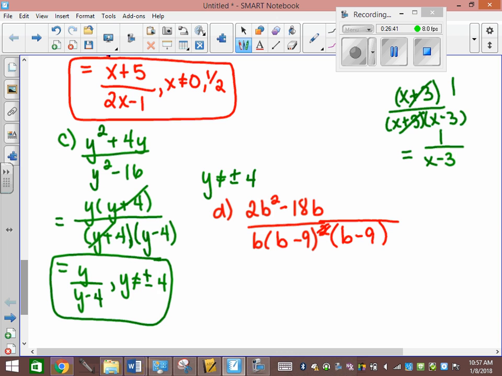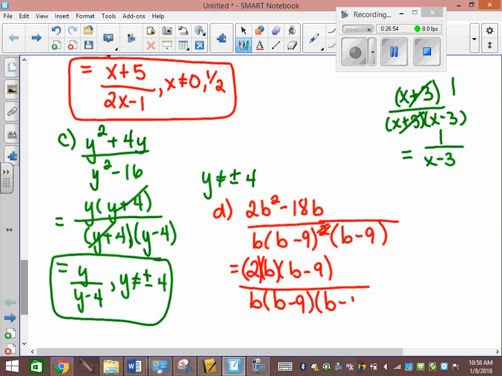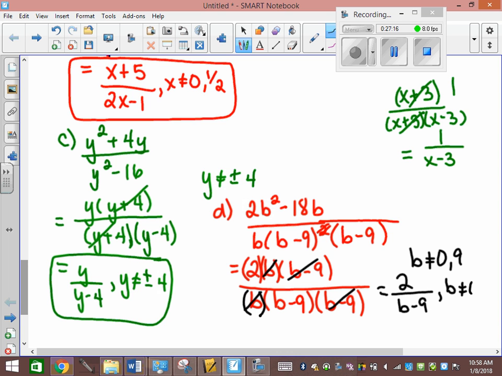Okay? Now the top I can take out a 2 and a b, and I'm left with b minus 9. Put brackets around the 2 and the b separately. On the bottom, I have b minus 9, b minus 9. B cannot equal 0 and 9. The b's cancel, and I'm left with 2 over b minus 9. B cannot equal 0 or 9.